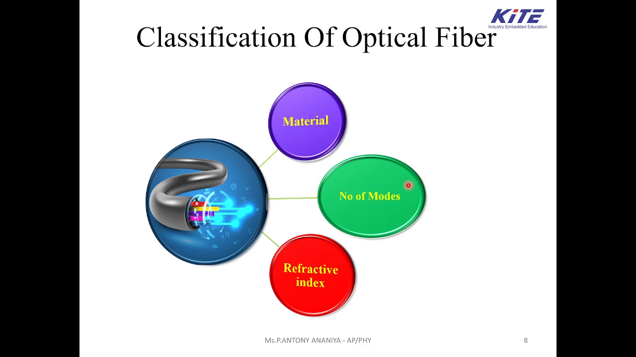The second is number of modes. The two main categories of optical fiber used in fiber optic communications are multi-mode optical fiber and single mode optical fiber. There are two kinds of modes: first single mode optical fiber, another multi-mode optical fiber, right? And the third is refractive index. For refractive index, there are two kinds: step index fiber and graded index fiber, right?